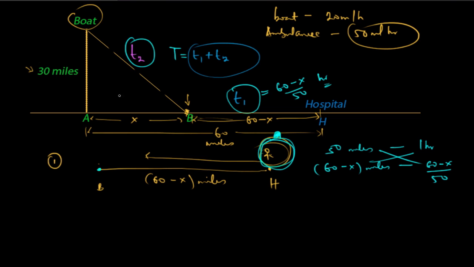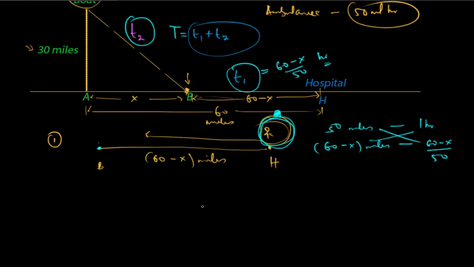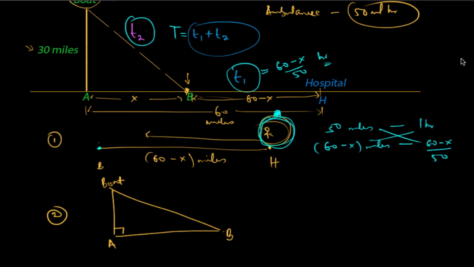So let me go ahead and find T2, which is the second scenario that I'm going to consider. Let me sketch this triangle out. This is my boat, this is A, while this is B. This is a right triangle. From here to here is 30, and from here to here is x. Let's assume from the boat to B, let's call it y.